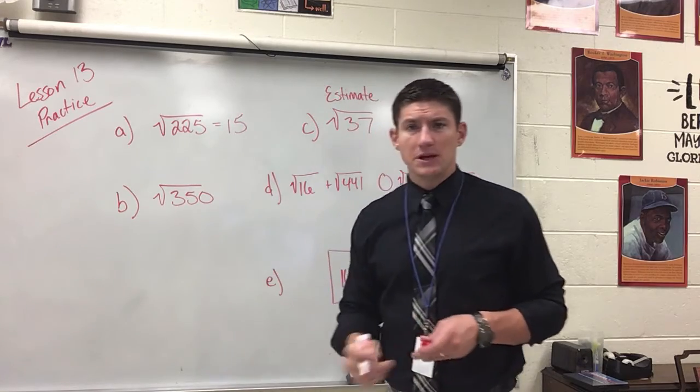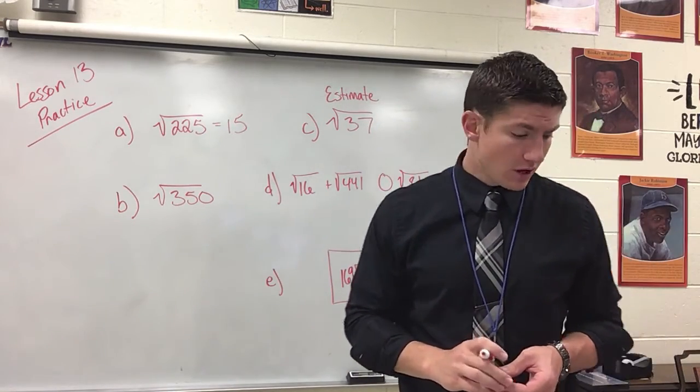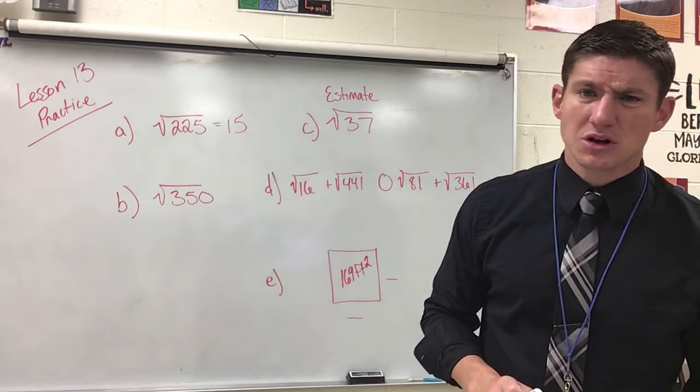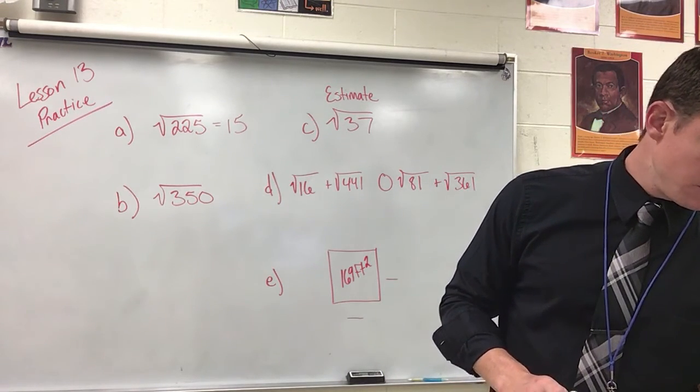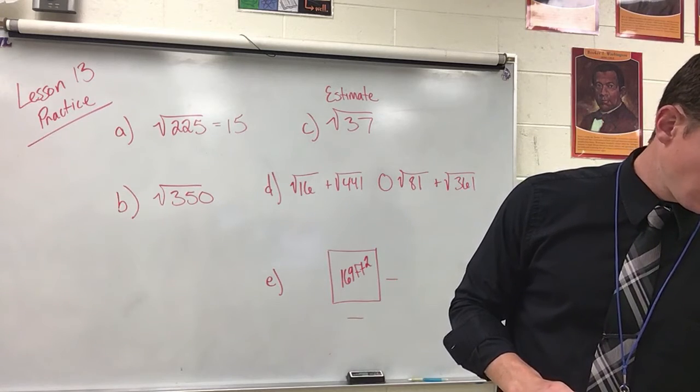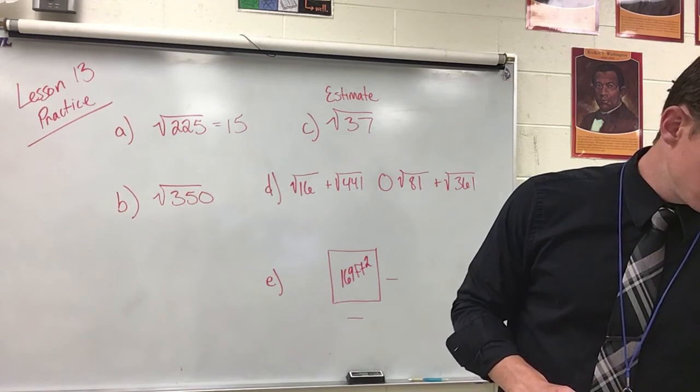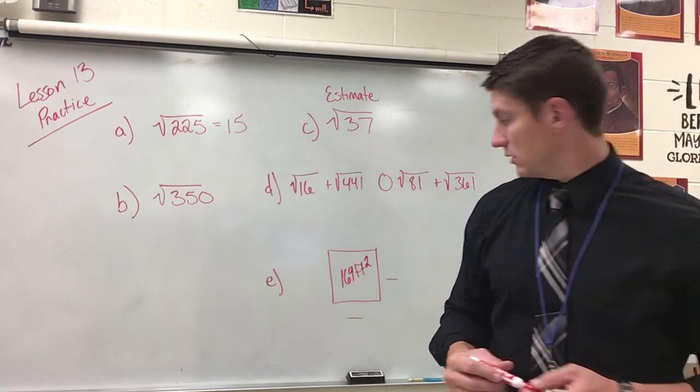For letter B, we've got the square root of 350. Is 350 one of those numbers that falls into our square roots? No.